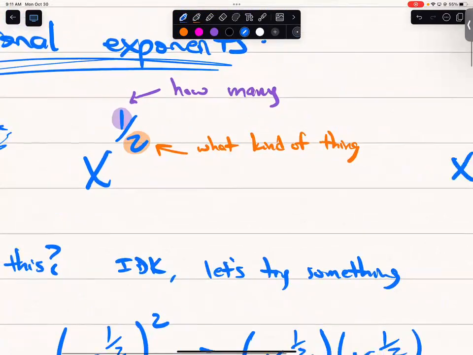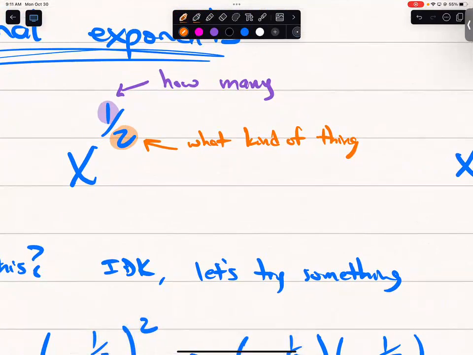So this what kind and how many thing, the 1 is like a normal power. It's how many of them, right? This is 1 square root of x, or it's the square root of x to the first.